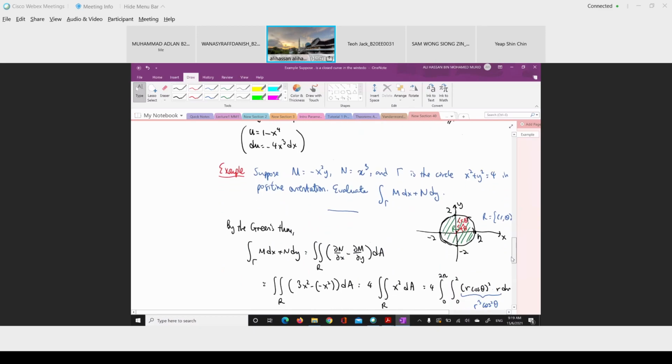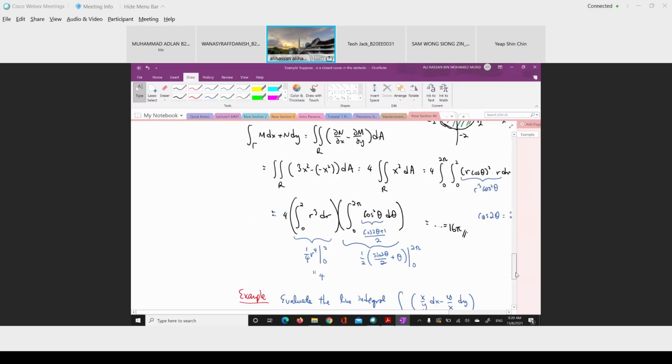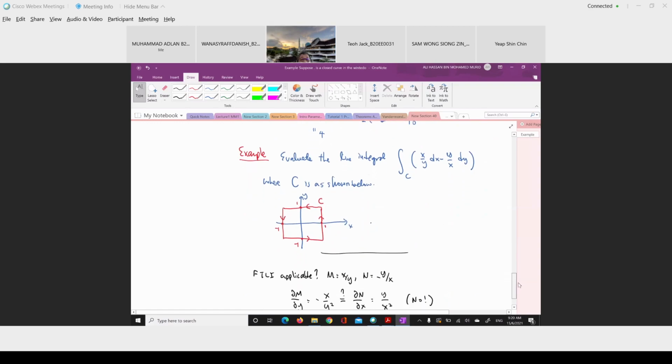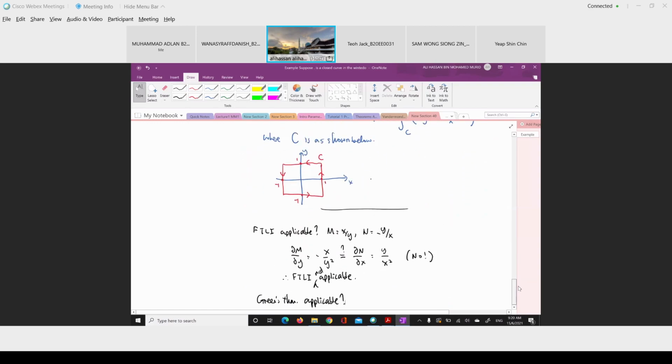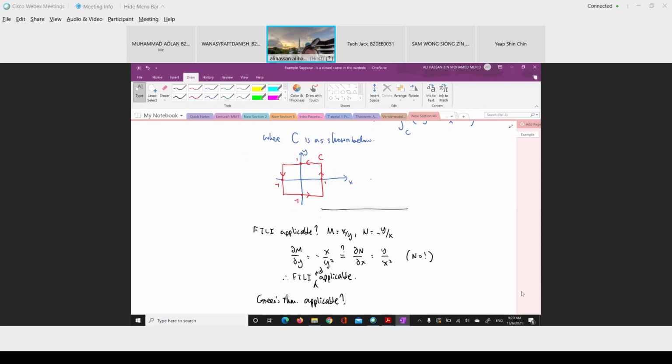Here also, N partial x minus M partial y are continuous. The partial derivatives are also continuous in the circular region R here. This is no longer the case for this example. They are not continuous.